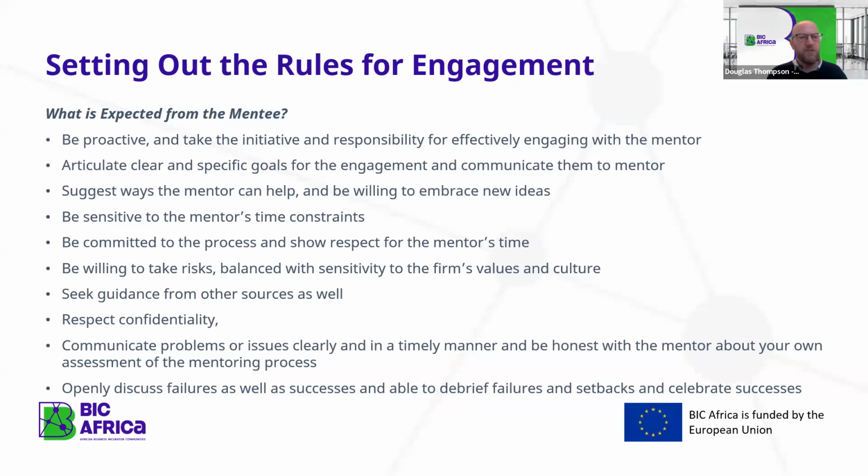They should be sensitive to the mentor's time constraints. Mentors are obviously sometimes mentoring more than one organization. Many of the best mentors are not retired executives. They've got their own work, their own jobs, their own companies to run, and all their own other elements to implement. So it's very important for the mentees to be sensitive to their time constraints, show respect for their time, and be committed to the process.